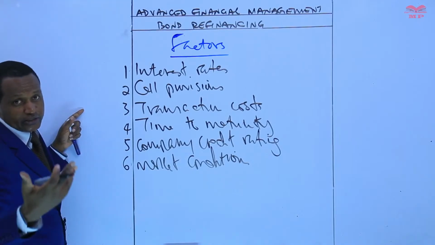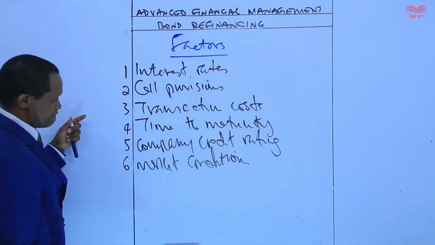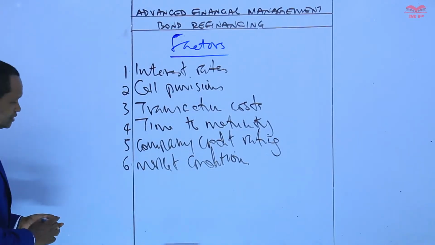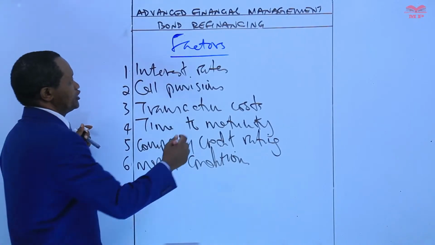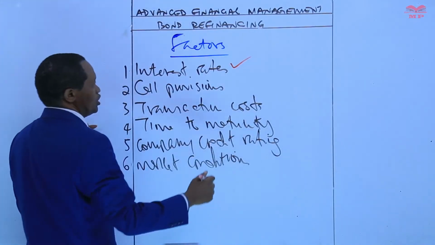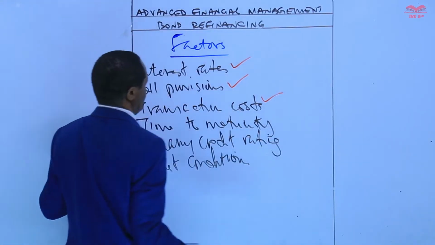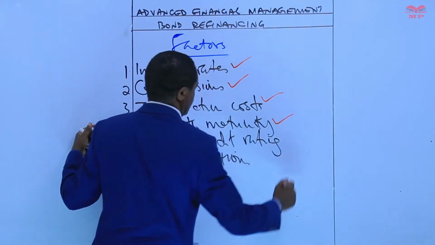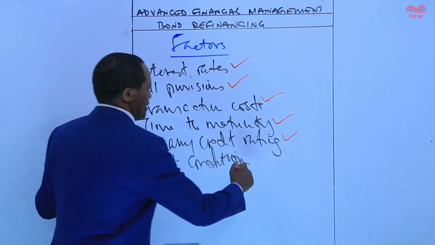Then finally, market conditions, the ease and the cost of refinancing. So these are the factors in bond refinancing. Six factors. Number 1, interest rates. Number 2, call provisions. Number 3, transaction costs. Number 4, time to maturity. Number 5, company credit ratings. And 6, market conditions.